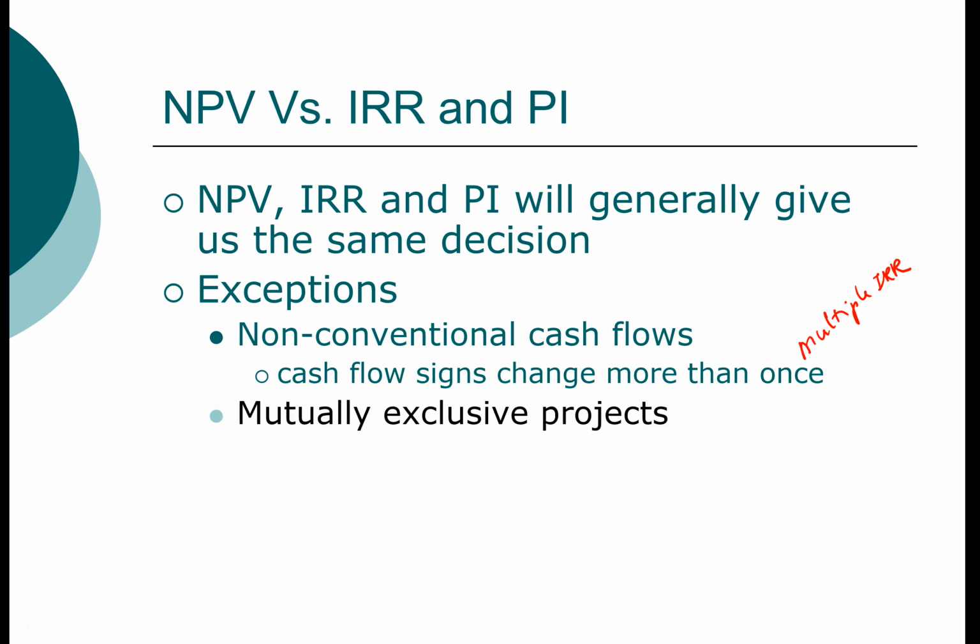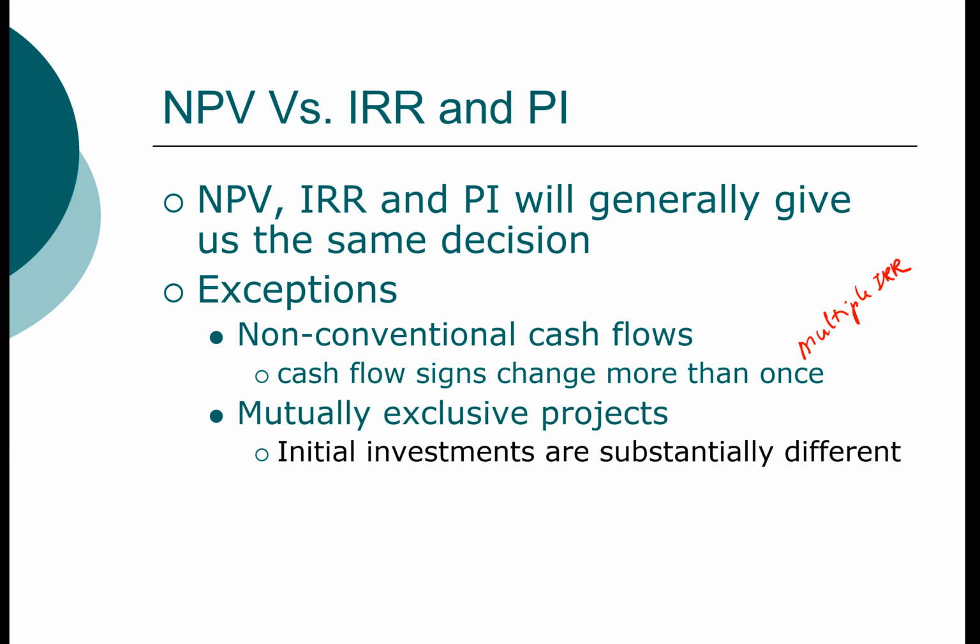Another situation when these three methods do not give us the same decisions is when we are working with mutually exclusive projects. And for mutually exclusive projects, the reason why they will give us different rankings is because sometimes the projects have very different sizes. So this is a scale or size problem. A 10% return on a $100 investment is very different than a 5% return on a $100,000 investment.